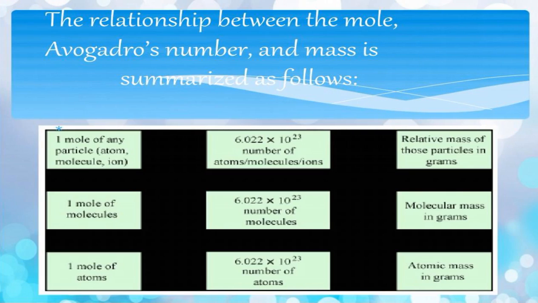The relationship between the mole, Avogadro number and the mass is summarized as follows. First, 1 mole of any particles, that is atoms, molecules or ions, is the same as 6.022 into 10 to the power 23 atoms, molecules or ions, and the relative mass of those particles in grams. Second, 1 mole of molecules is the same as 6.022 into 10 to the power 23 molecules, and the same as the molecular mass in grams. Then 1 mole of atoms is the same as 6.022 into 10 to the power 23 atoms, and the same as the atomic mass in grams.